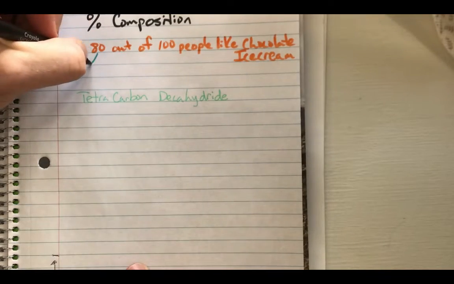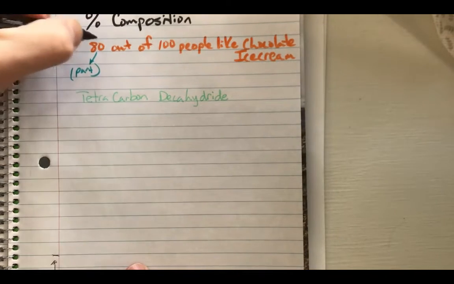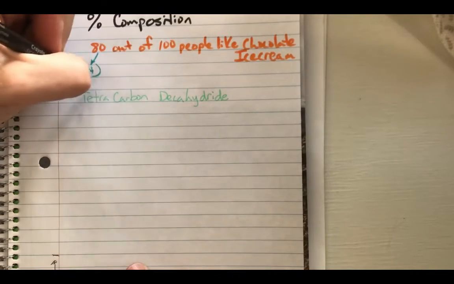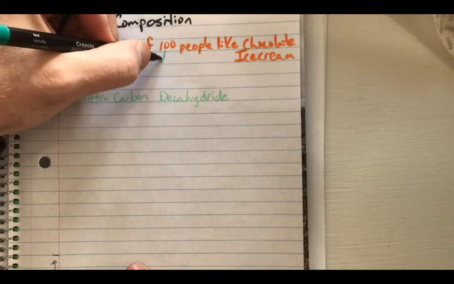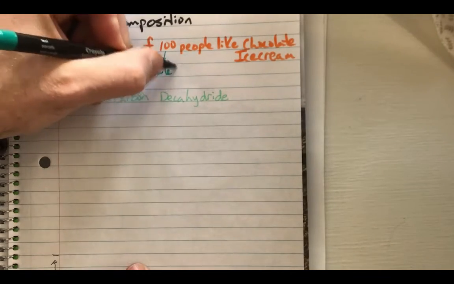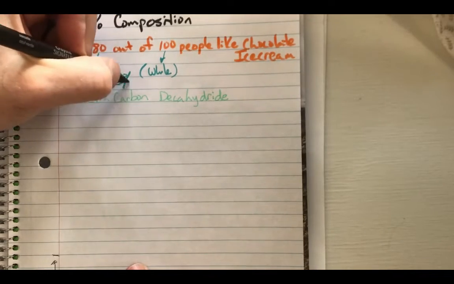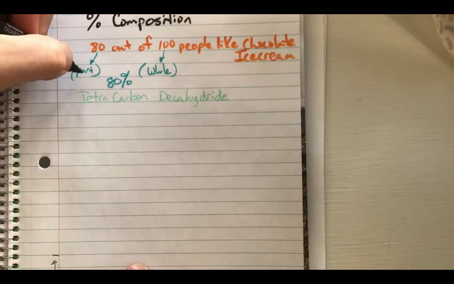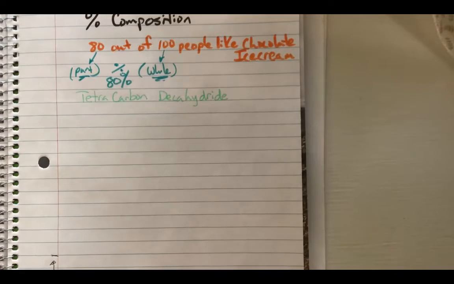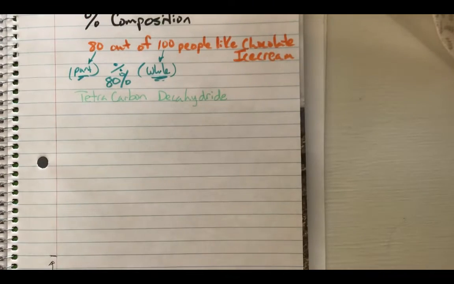So think of this as the part: 80 people out of 100 is 80%. 80 is a part of the whole that is calculated. So that's why that's 80%. So I take the part and I divide it by the whole. I do the same thing when we're trying to figure out the percent composition of something. It's kind of working backwards from what we did.